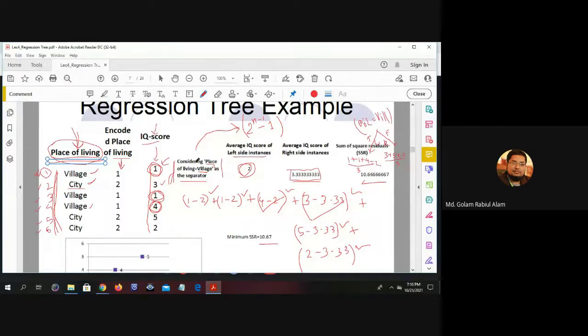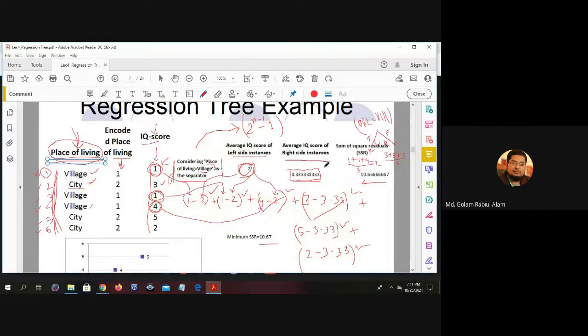But the prediction for the left side is 2. Then we have to find out the square error. The original IQ score is 1, but the prediction is 2. And this one, the original IQ score is 1, but the prediction is 2. The original IQ score is 4, but the prediction is 2. So we have determined the square error for the left side instances.